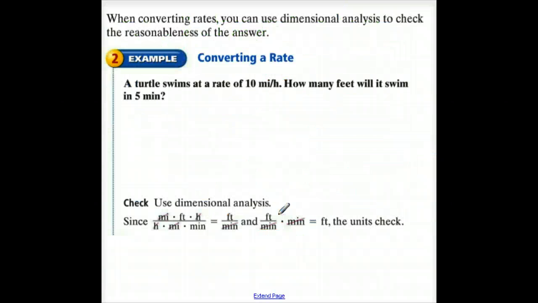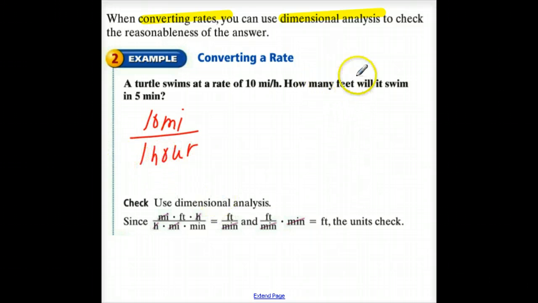All right. Example number 2 is converting rates. You saw a problem like this on a challenge problem on a quiz in our last chapter. So when converting rates, you can use dimensional analysis to check your answer. Here's what that means. If a turtle swims at a rate of 10 miles per 1 hour, that's a unit rate, it's over 1, how many feet will it swim in 5 minutes?